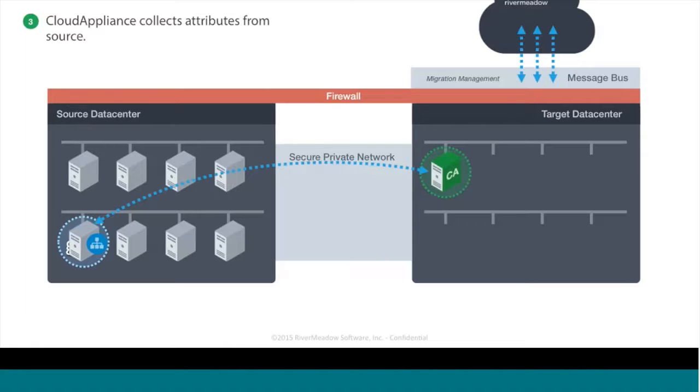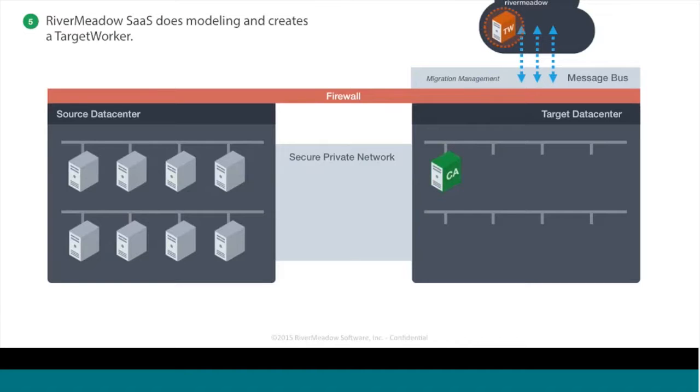All it's doing is grabbing some very basic level meta information. So type of server that it is, is it Windows 2012? Is it a Linux edition? Which disks are you trying to move over? But nothing secure at this point. Once it grabs that information, it sends a message back to RiverMeadow, which then creates what we refer to as a target worker. That target worker then does all the heavy handling.